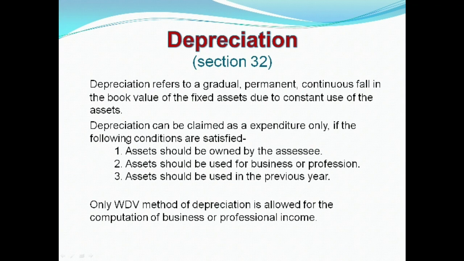Depreciation under section 32 as per Income Tax Act 1961. So let us start with the meaning. Depreciation refers to a gradual, permanent, continuous fall in the book value of the fixed assets due to the constant use of the asset. So we all know that there will be a gradual decrease in the value of the fixed assets due to its constant use over a period of time.